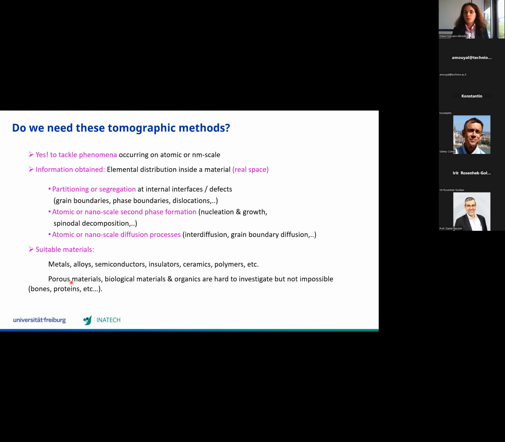And I'm not speaking about point defects, but structural defects. These are the grain boundary, the phase boundary, the dislocations. And then we can also see the precipitation and nanoprecipitation in materials, like nucleation and growth, even spinodal decomposition. We can also quantify the diffusion processes, and this is very useful for semiconductor devices. And we can, for example, determine the interdiffusion, the grain boundary diffusion.